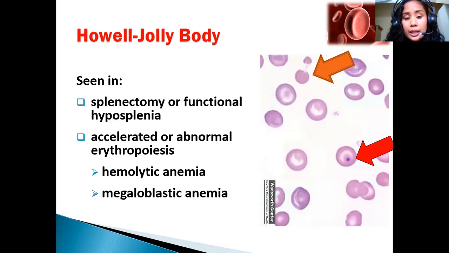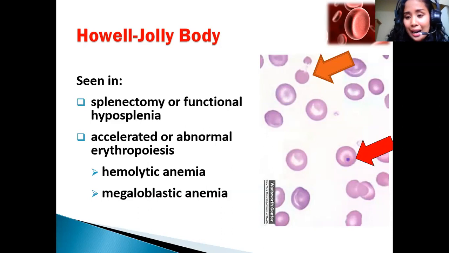So notice here in the Howell-Jolly body class, nalaman natin na pag may megaloblastic anemia, may macrocytes, may hypersegmented neutrophil. I mentioned that. And also, guys, Howell-Jolly body, there are DNA remnants in your red blood cell. What else? It happens when your spleen is removed or you have functional hyposplenia. Your spleen is not functioning properly, guys.